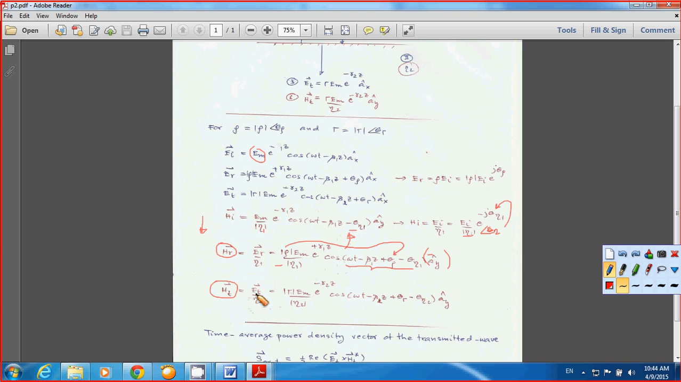And now HT is equal to ET over eta 2, now in medium number 2. So for tau, you add the phase angle of the transmission coefficient, and also subtract the phase angle of your eta 2 from the equation. So that's why you end up with the whole phase looking like this. Okay, so it's very important for you to understand how to write the field equations, both electric field and magnetic field.